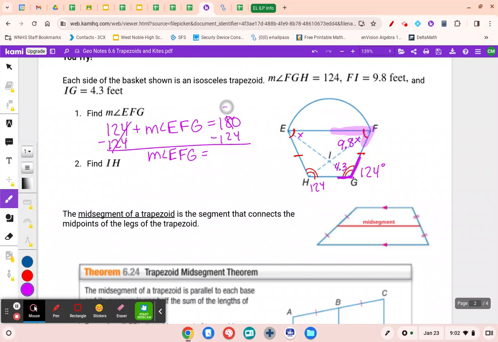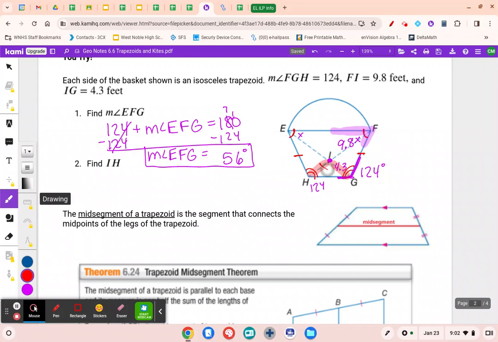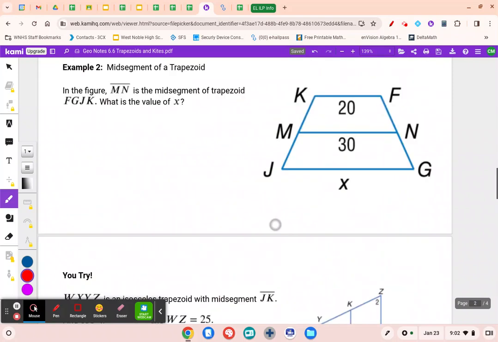And once we solve, we end up getting 56 degrees for that angle. All right, IH, we actually have extra information than we need. Once again, there's not really a theorem about this, but since you know the diagonals are the same, you are also guaranteed that this part of the diagonal and this part of the diagonal are the same. And since we're trying to find IH, it is simply 4.3. And it is in feet, so 4.3 feet.